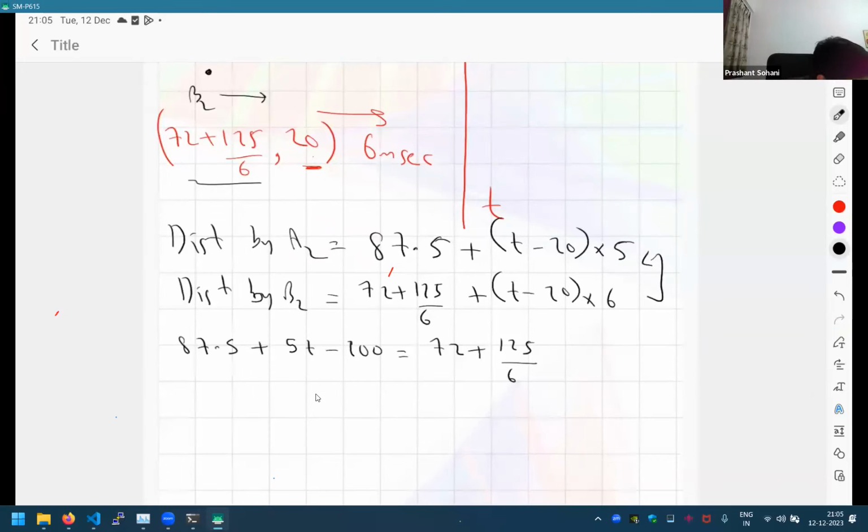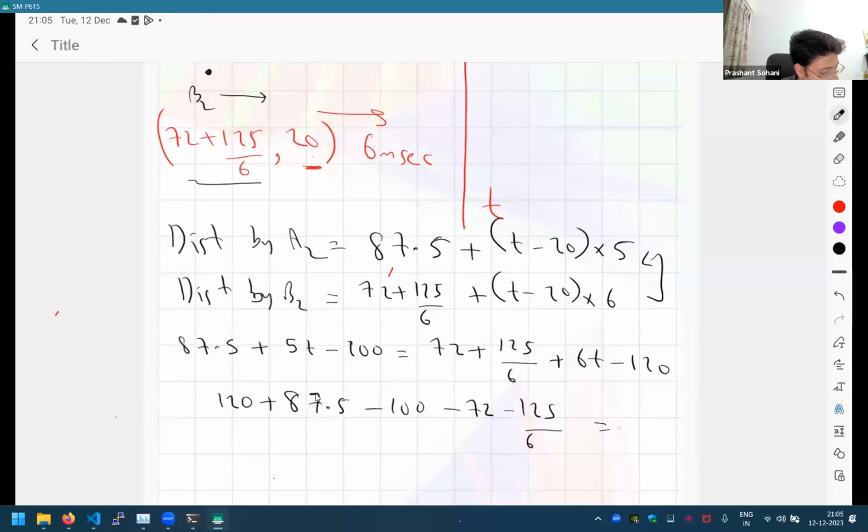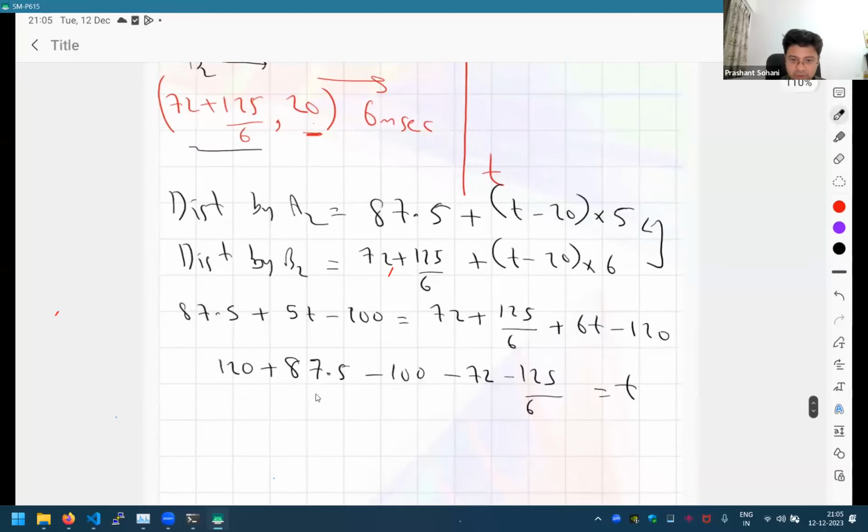Yeah, let's see, I don't know. I have made some calculation mistake because I don't see how that 6 is going to cancel. Oh, sorry. So in this equation, t is the only unknown variable. So if I put it to one side, I'm getting 120 plus 87.5 minus 100 minus 72 minus 125 by 6 is equal to t. And yeah, I don't see how this 6 is going to get cancelled. So I think I made some calculation mistake somewhere along the line.